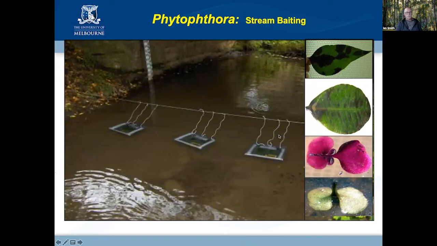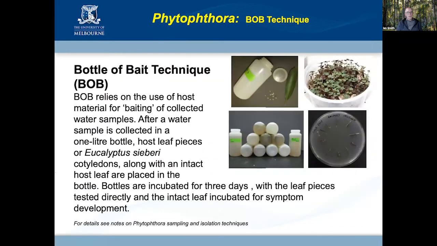This is something we used for quite a while. Unfortunately, there's a potential issue with other animals that live in the streams when you leave this in a stream for a couple of weeks. So we've stopped using this and gone to the next method, which is what we call the bottle of bait technique, or BOB. This just relies on the use of host material again. We use either cotyledons or rhododendrons, or in fact normally both, in a bottle. We go down to a water source like a river, collect the water in the bottle and throw the baits in straight away. Then you incubate those for at least 3 days with the leaf pieces, and then you take them out and plate them.